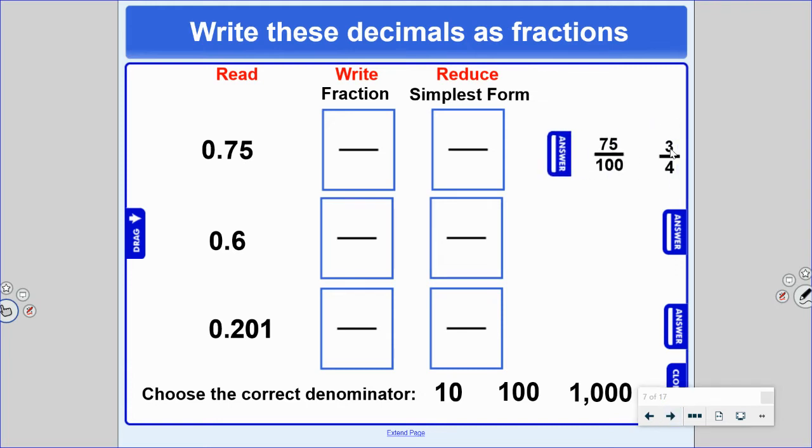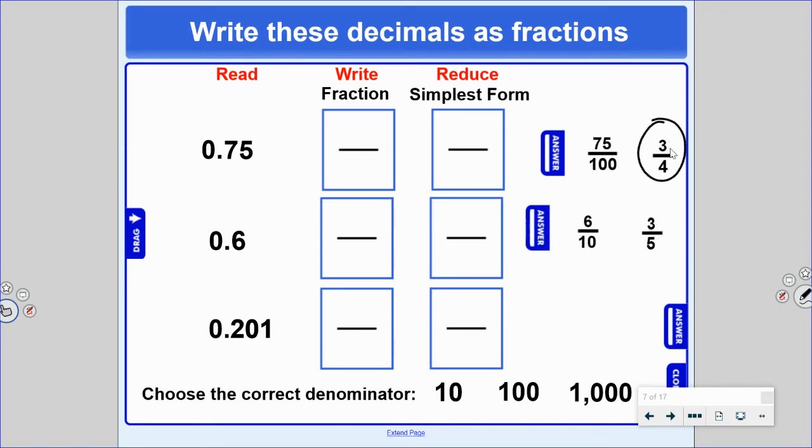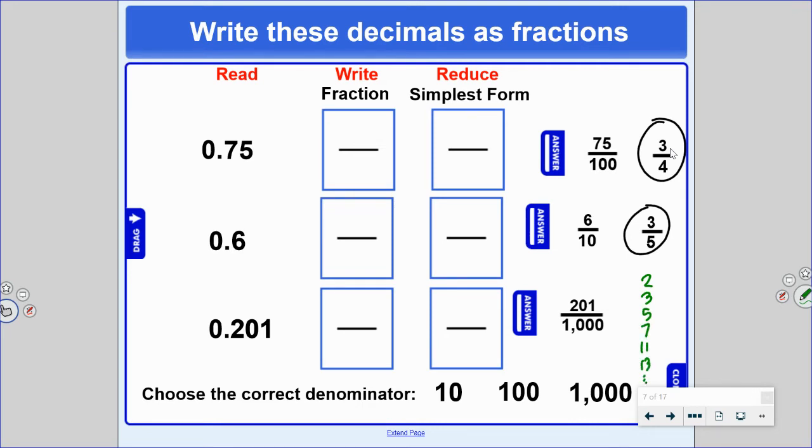First one you can write originally as 75 hundredths, reduced will go down to 3/4. 6/10 will reduce to 3/5. 201 thousandths, folks, does not reduce. If you are struggling with reducing, especially big numbers, my strong recommendation is to write the first several prime factors and just go in order. Does 2 go into both? Well, 2 goes into 1,000, but not into 201. So cross off the 2.